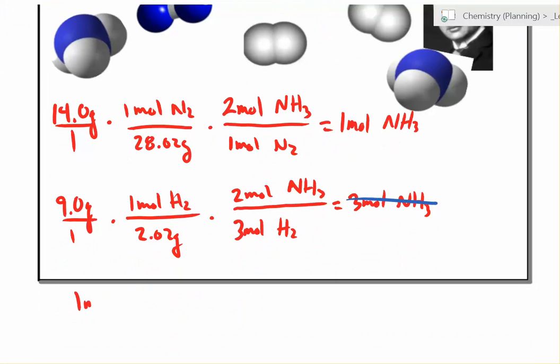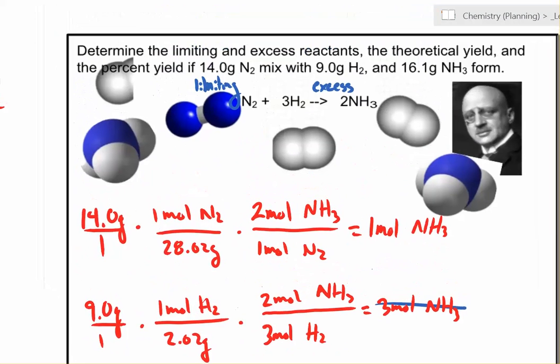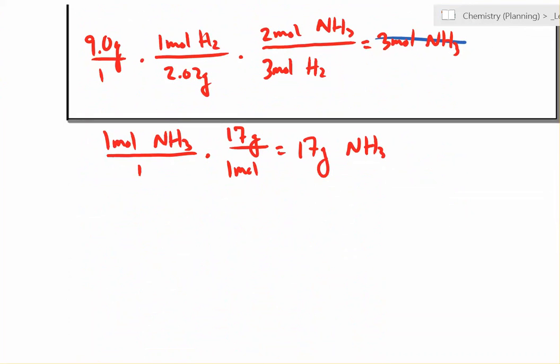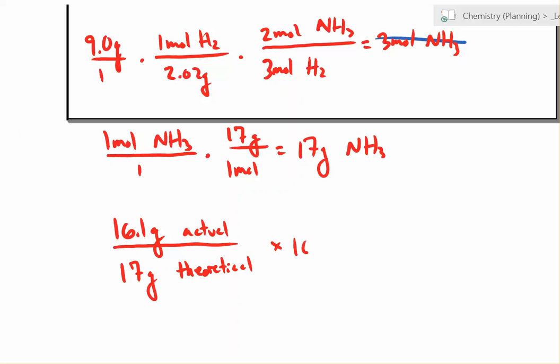So let's take that 1 mole of ammonia that forms, because there's enough nitrogen and enough hydrogen to make 1 mole of ammonia, multiply it by 17 grams per 1 mole, and find that I produce 17 grams of ammonia when 14 grams of nitrogen react with 9 grams of hydrogen. Now the last part of the problem says that in actuality only 16.1 grams of ammonia form. That's my actual yield. The math said 17 grams of ammonia should have formed. Multiply that by 100. We find the percent yield for this Haber process reaction is 95%. Pretty good.